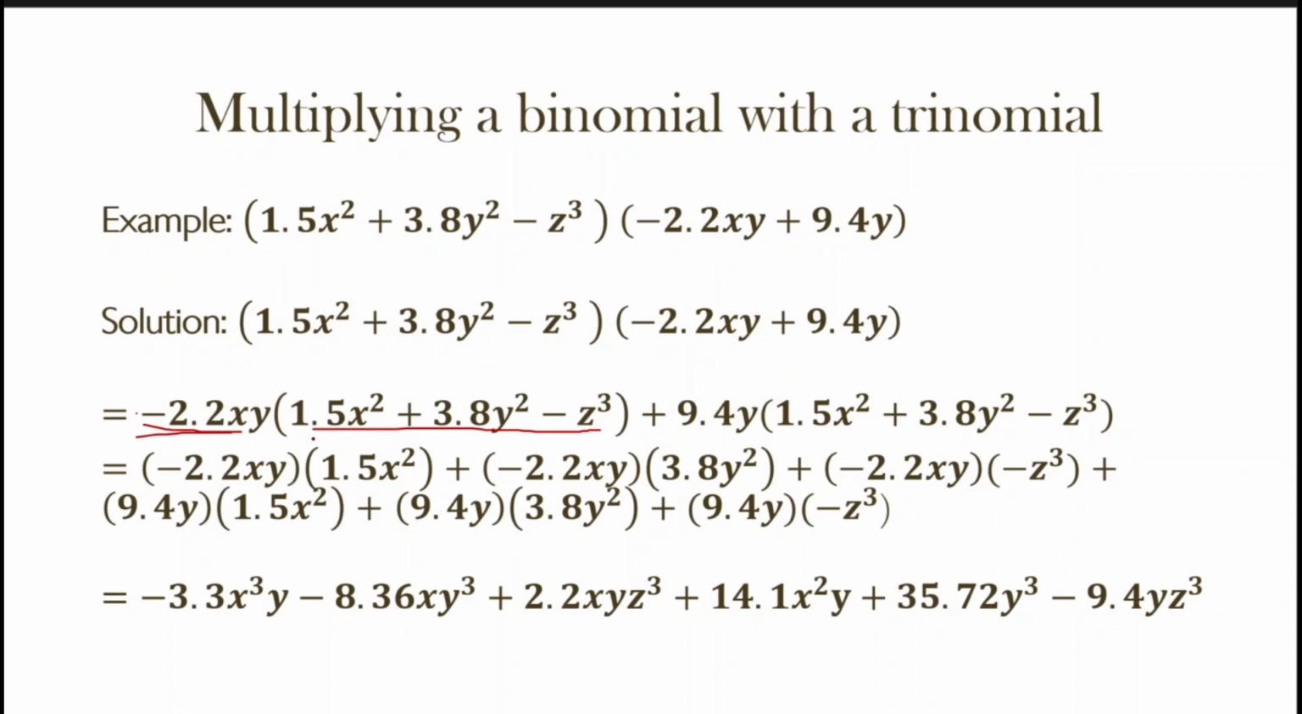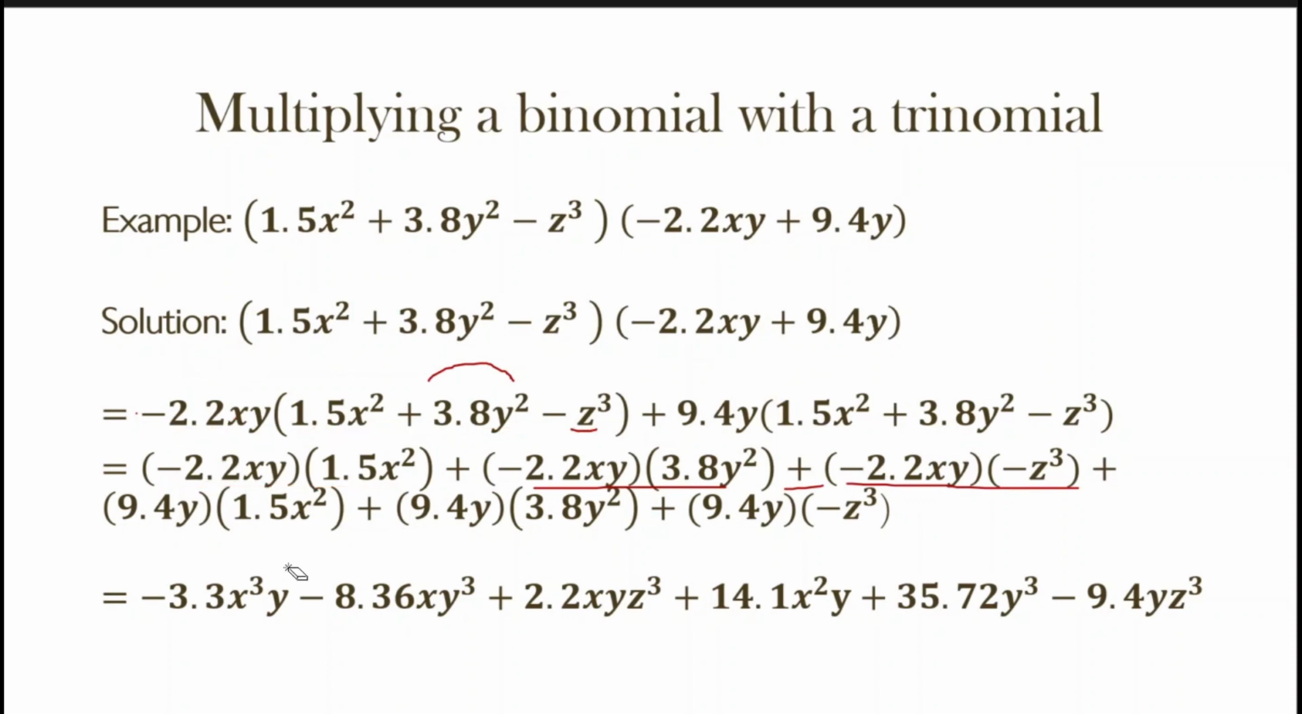Minus 2.2xy multiplied with 1.5x square. I wrote it down here. Then minus 2.2xy multiplied with plus 3.8y square. I have written it here. I'm putting a plus sign in between because right now I'm not solving any sign. I'm just keeping the addition sign, and the remaining signs I'm putting as they are. Then again I put an addition sign and then write minus 2.2xy multiplied with minus z cube. Right?